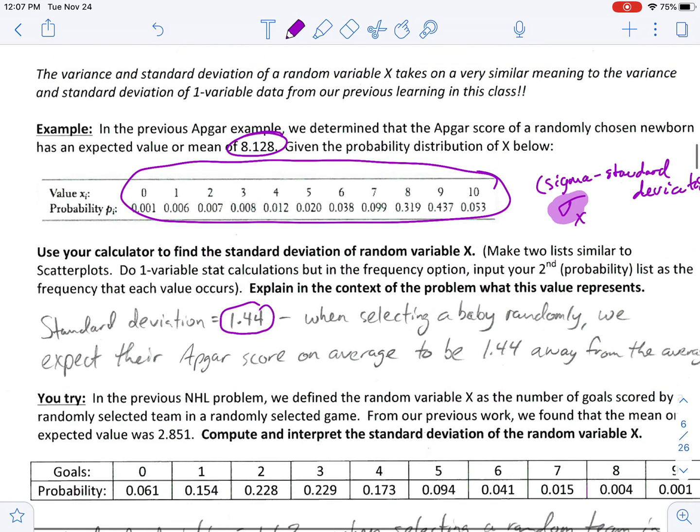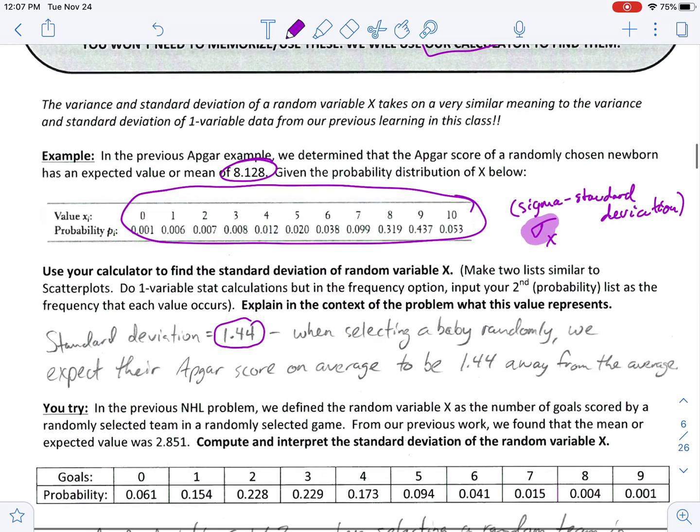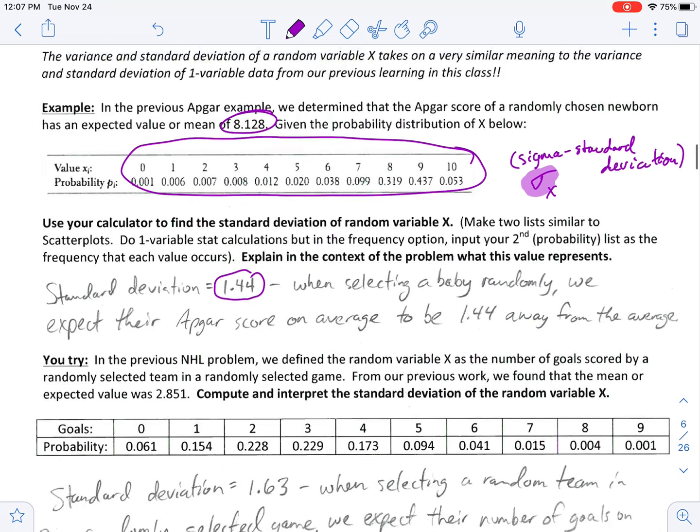Okay, so try the same thing here with the NHL example. Take a second. I would suggest, again, making 2 lists. Check it twice, not to be funny, but do check it. Make sure you don't put any wrong numbers there. Menu, stats, 1 variable calculations. The first list is your X list. The second list, the probability list, has to be your frequency list. So make sure you change those variables, or L1, L2, depending on which calculator you're using.